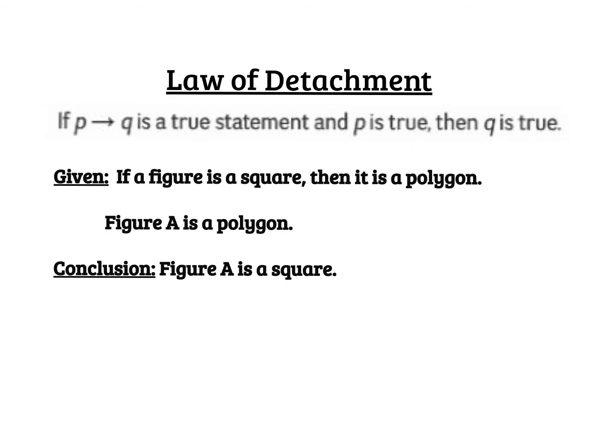Here's a math example. If a figure is a square, then it's a polygon. I know figure A is a polygon. Here's the example that I want to show you. This section here is P, it's highlighted. Then "it's a polygon" in red is Q.